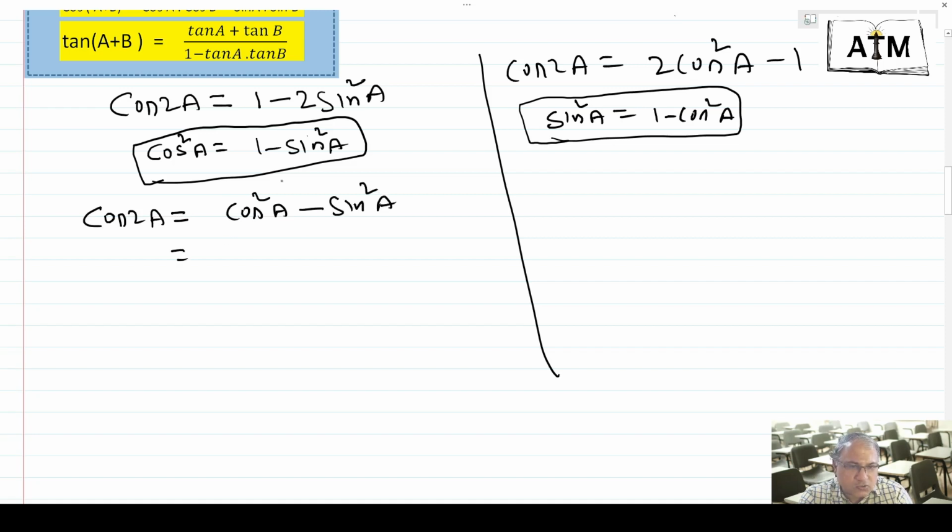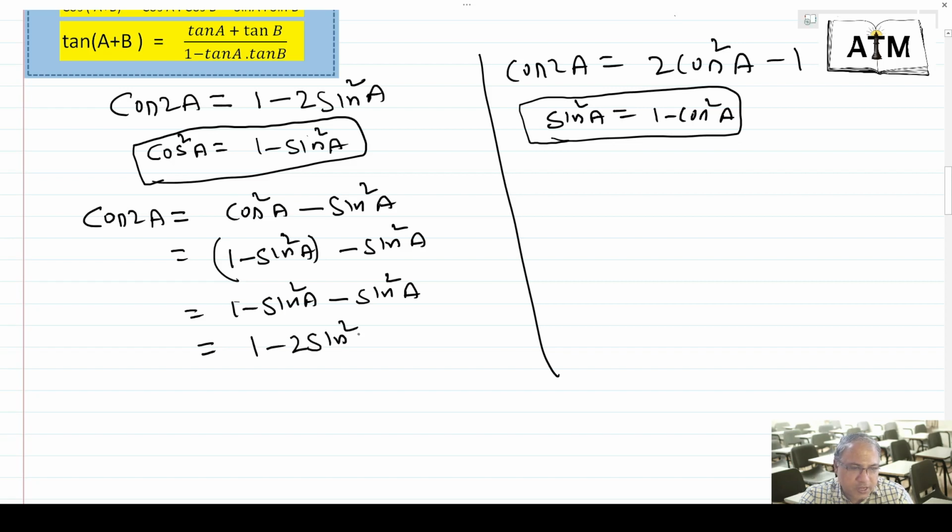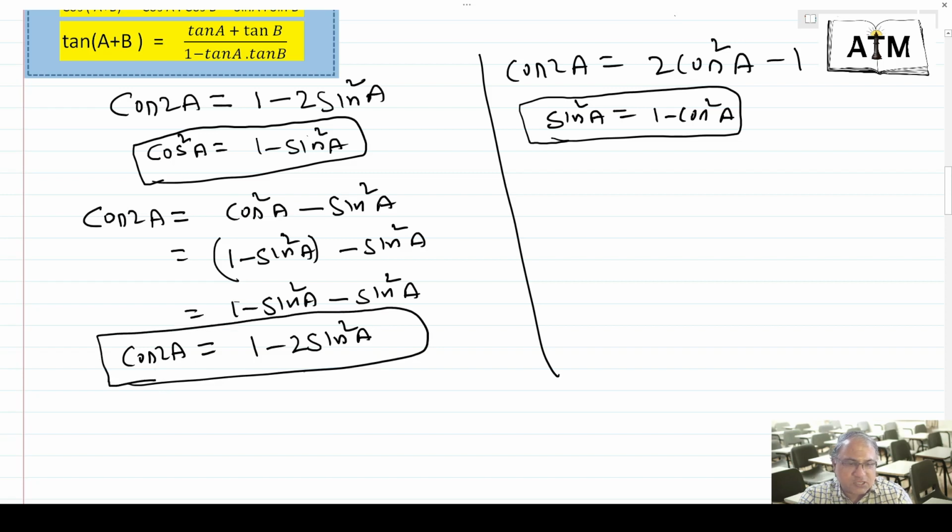Now what is cos square a? Cos square a is nothing but 1 minus sin square a. So in place of cos square a, you write down 1 minus sin square a, minus sin square a, and open the bracket, 1 minus sin square a minus sin square a. Therefore it becomes 1 minus 2 sin square a. Therefore cos 2a equals 1 minus 2 sin square a. We have proved this formula.